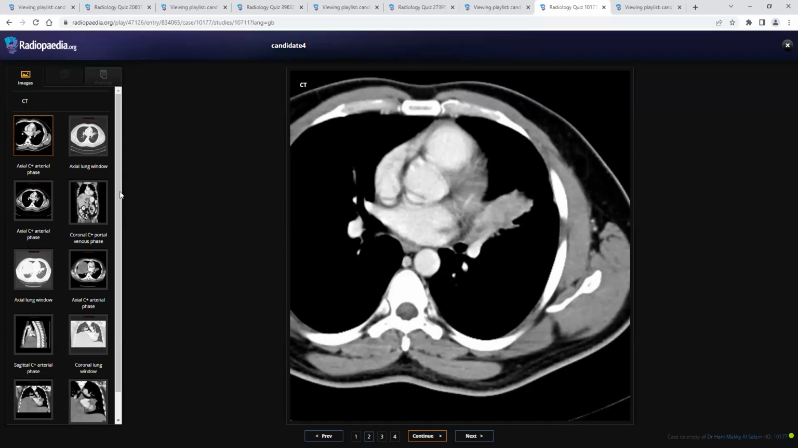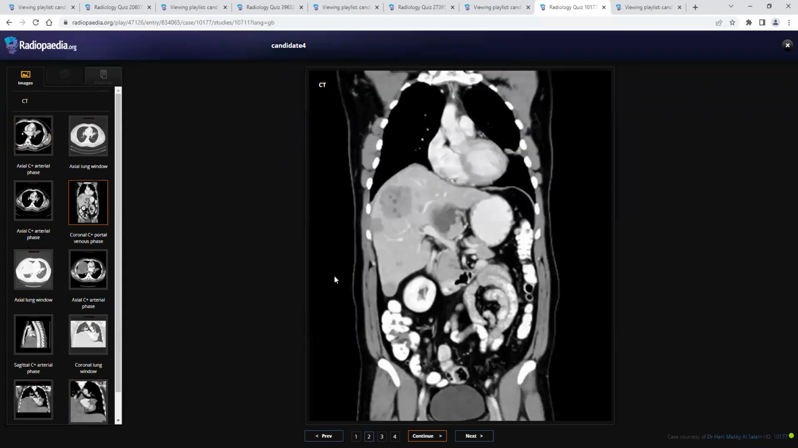What about this? There are multiple heterogeneous lesions in the liver. Multiple. So given the multicentricity of the lesions, it can be secondary deposits in the liver.